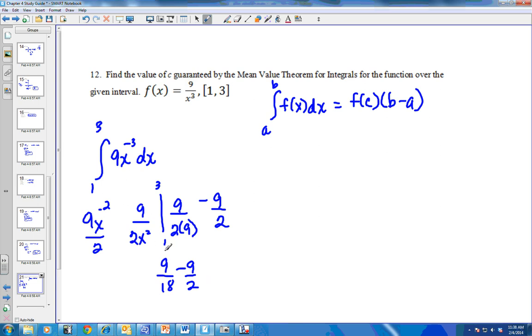Did I plug the wrong one in first? Plug my 3 in, so 3 squared is 9, 9/18. So 1/2 minus 9 halves. And I get negative 8 over 2, or negative 4. Did I do that right? Negative 9 halves. 9 over 18.